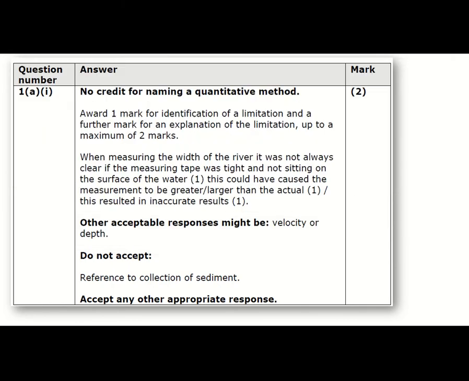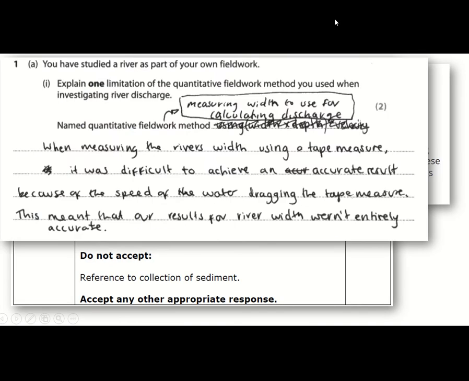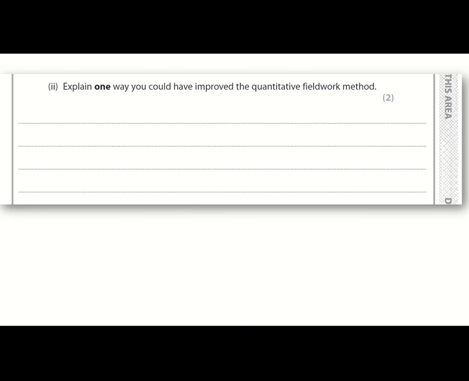So looking at this here, how could you improve the method? How would it improve your results? That's important. That's really the same question, but just further along that table. So have a go at this particular question. Pause the screen to do that now, please. Remember, it's explain for 2 marks how it could have improved the quantitative fieldwork method.